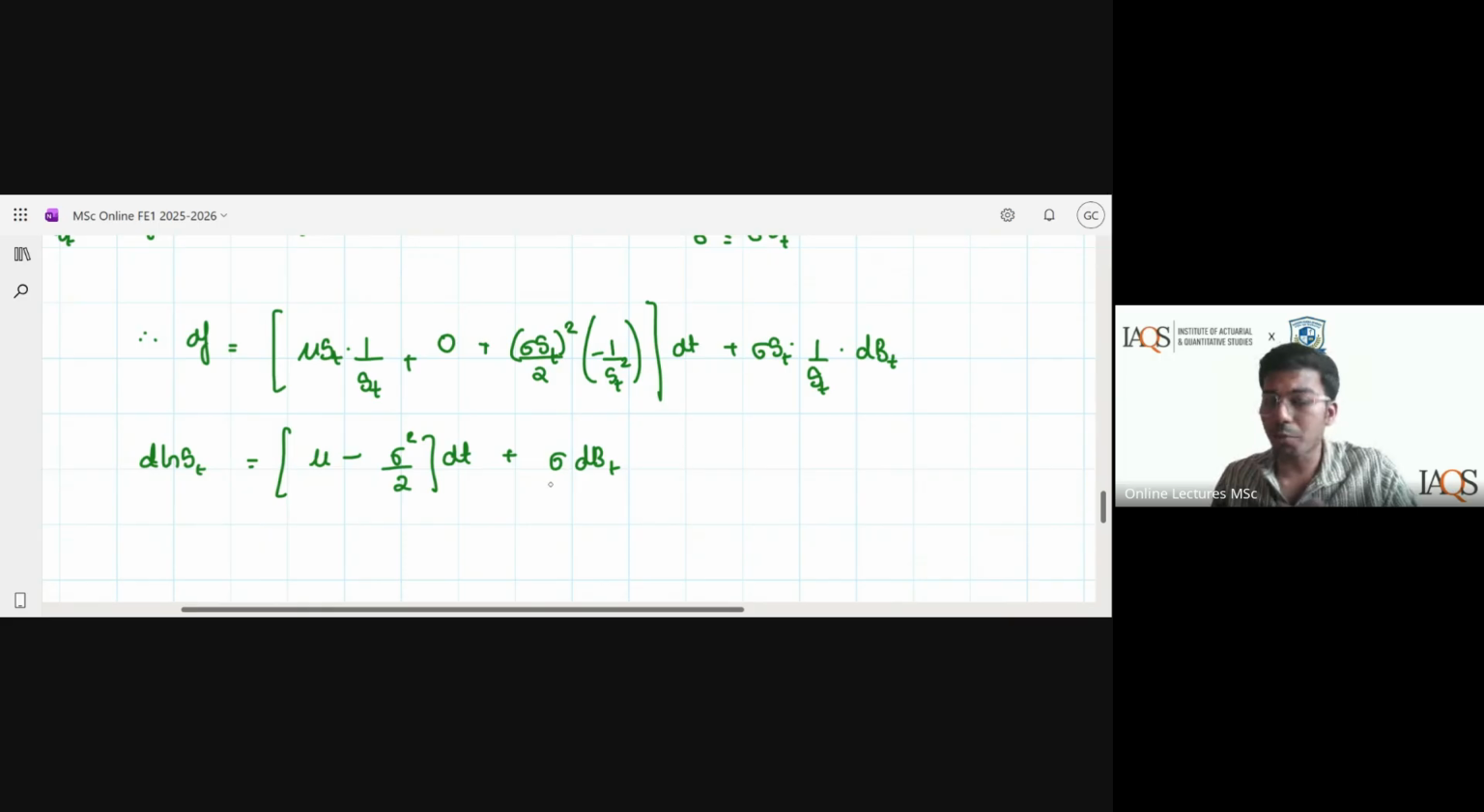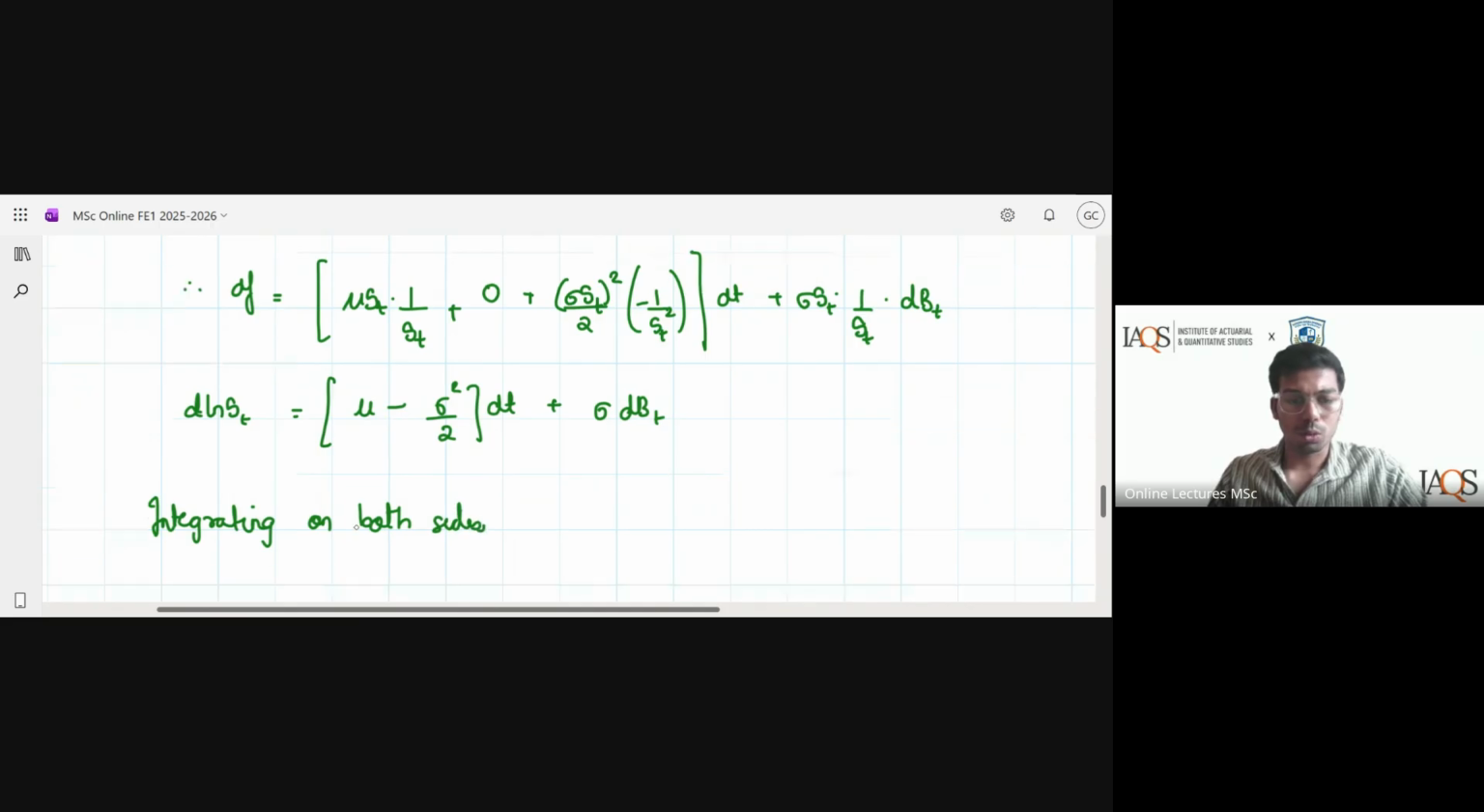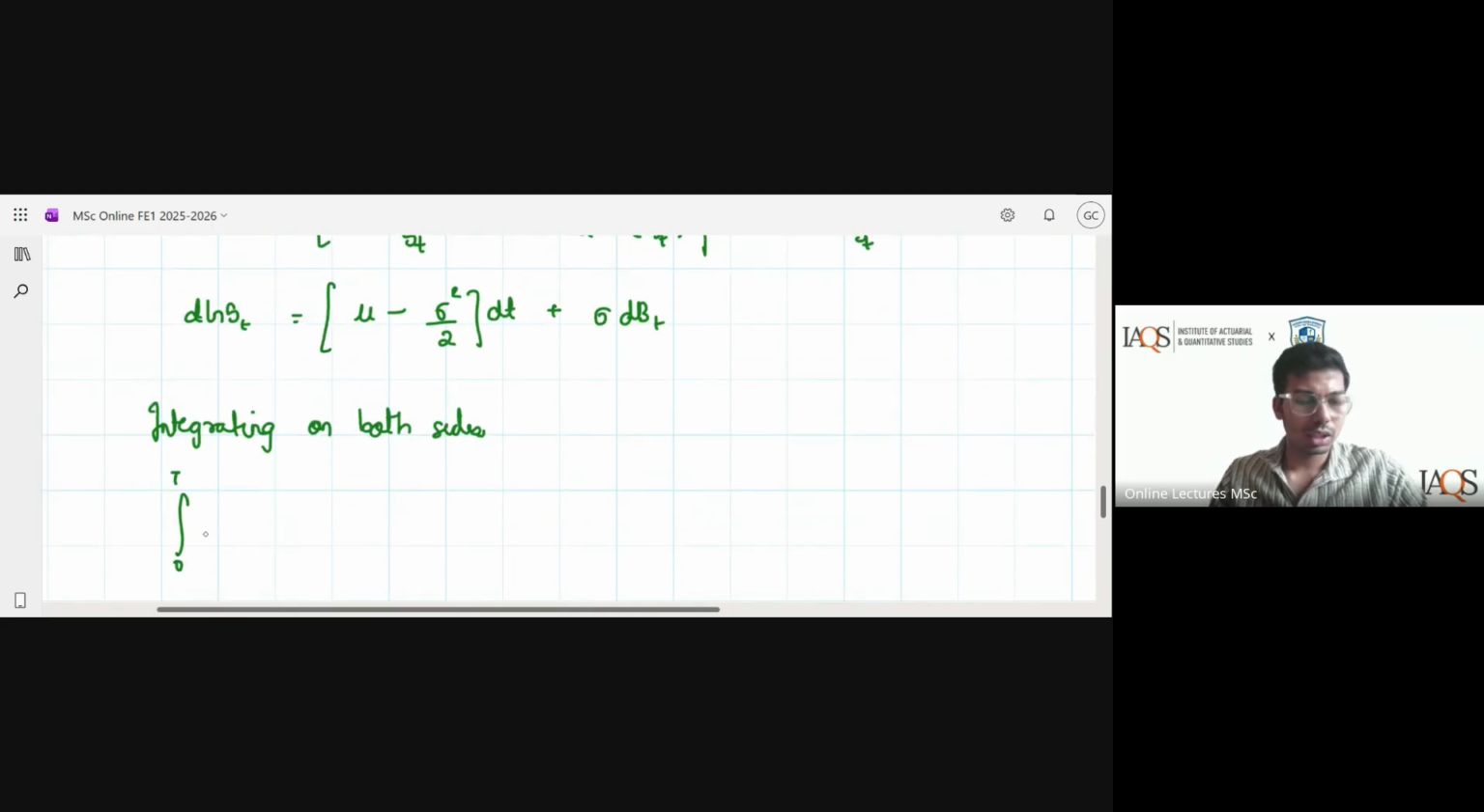Now, can I say this is type 1 HD? Because drift is constant, diffusion is constant. I know how to solve this. So what I'll do is integrate on both sides. What do I have? Integration of 0 to t, d ln St is equal to integration of 0 to t (mu minus sigma square by 2) dt plus integration 0 to t sigma dBt. Now you just normally solve it.